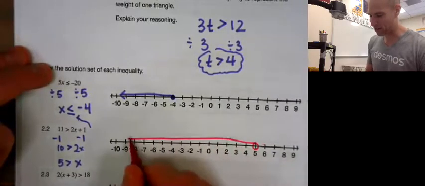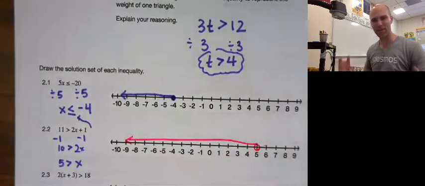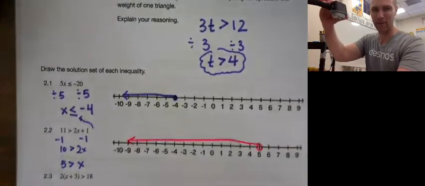All right, so I'm going to draw this arrow going in the less than direction. And there you go. There's your solution set for that one. Let's do the next one.